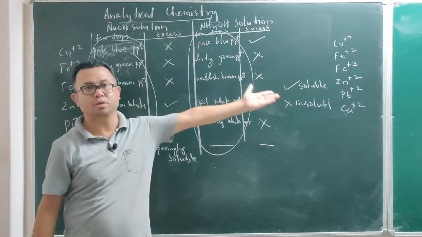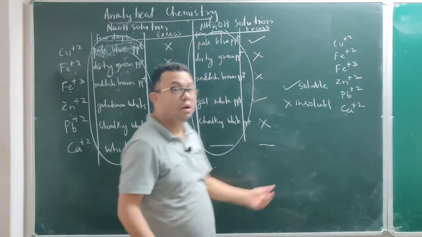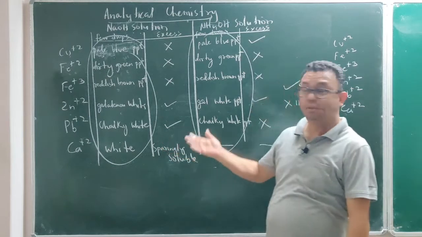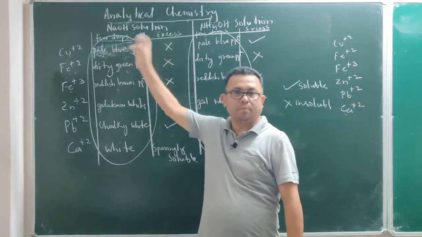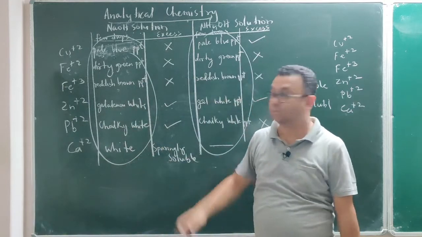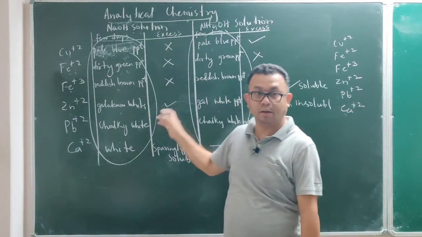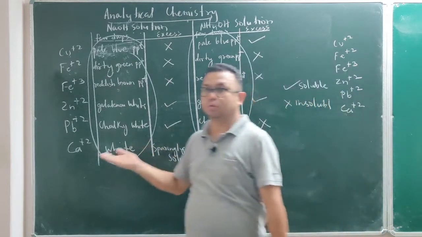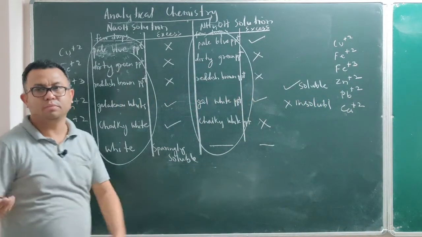Like for example, I gave you copper sulfate. They may ask what will happen when you add a few drops followed by excess. Then you have to say that when you add a few drops, a pale blue precipitate forms. If the question is asked about zinc, then you have to say a gelatinous white precipitate forms. Then when you add excess, you have to say it is soluble here. In this case also, if it is gelatinous white, then you know it is soluble in excess. So that kind of question may be asked.